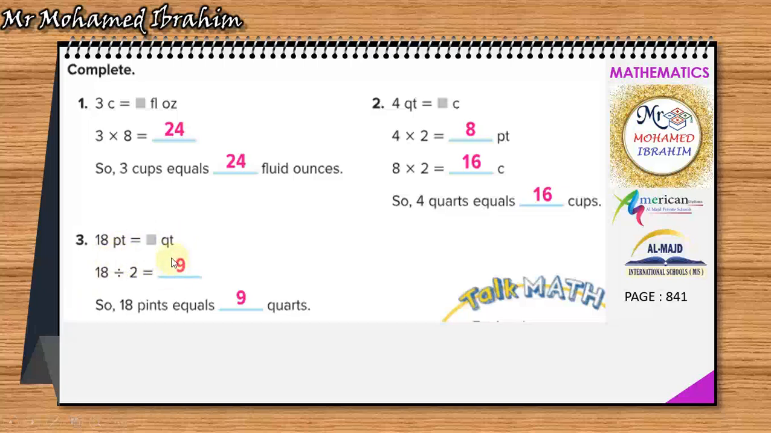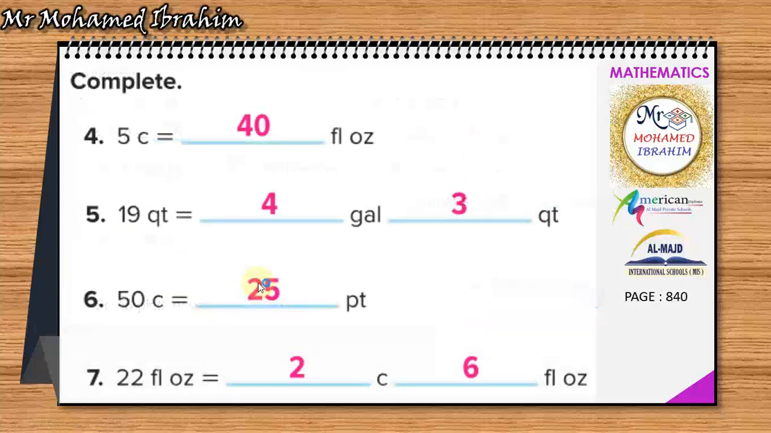Number 3, 18 pints into quarts. From smaller to greater, we divide. At 1 quart, you will find 2 pints. So divide 18 over 2 gives you 9 quarts. Number 4, 5 cups into fluid ounces. You know that each cup contains 8 fluid ounces, so 5 times 8 equals 40.